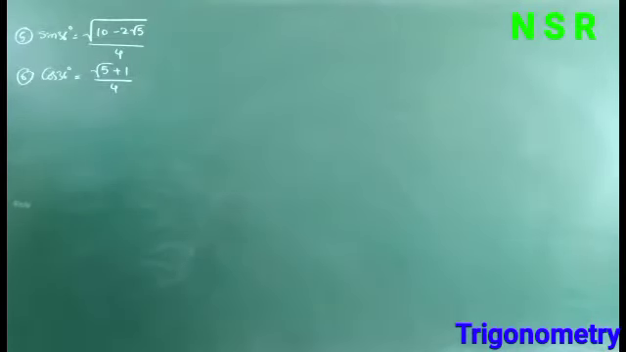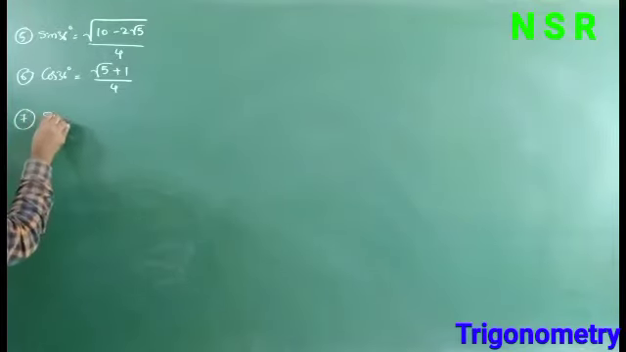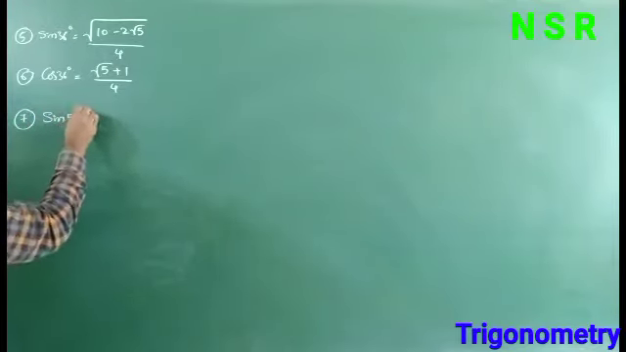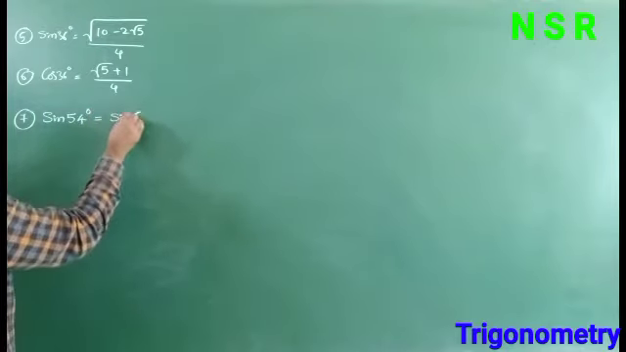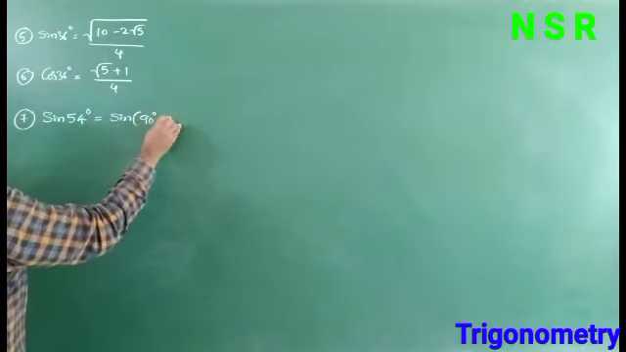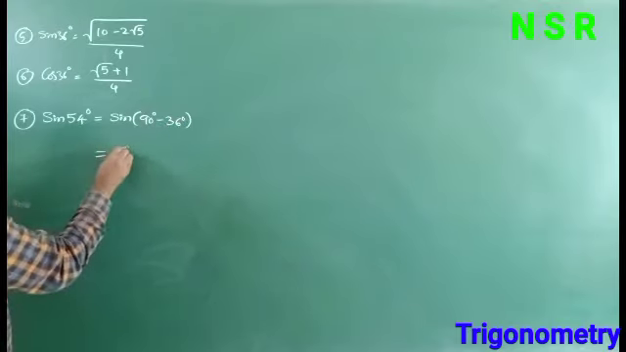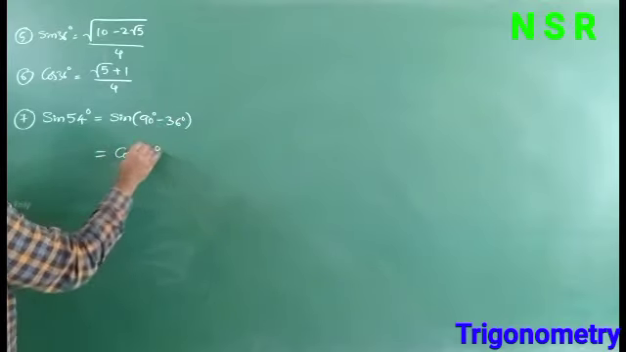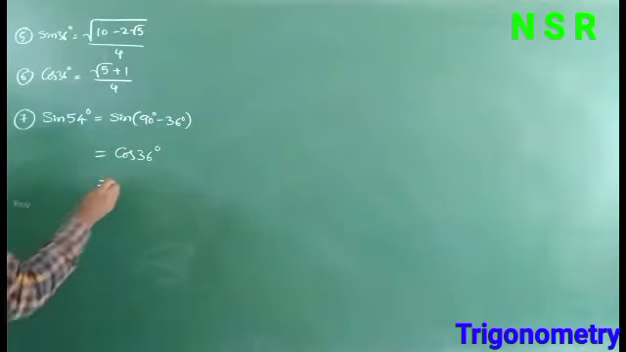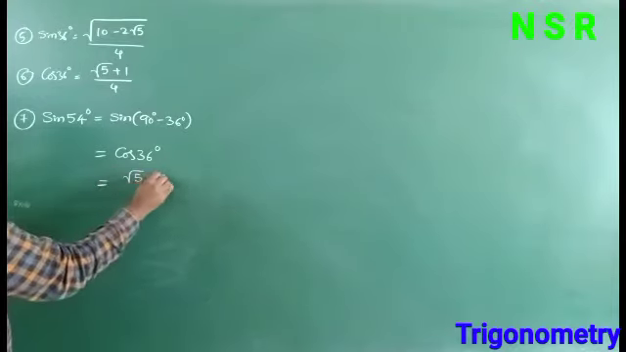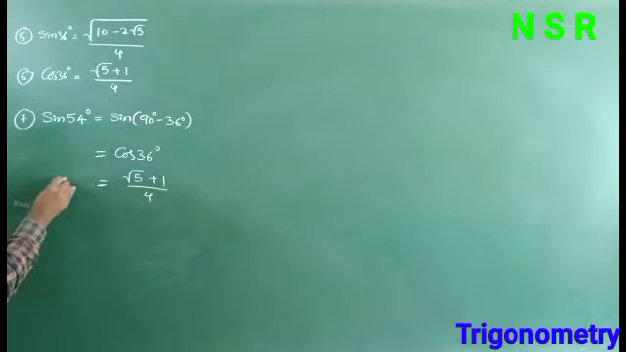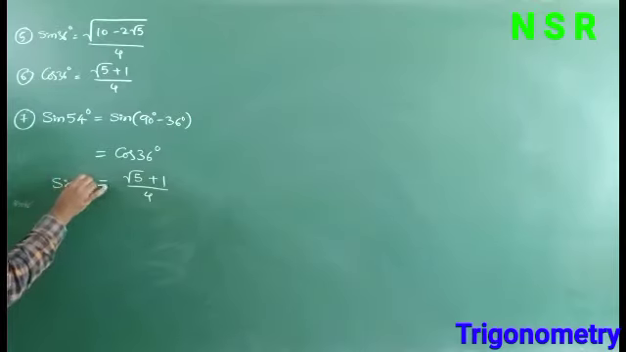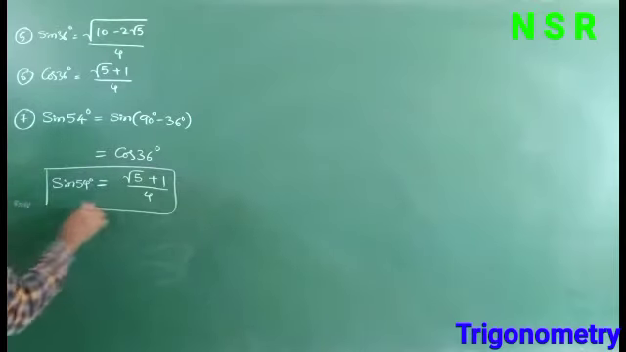So by using this sin 36 and cos 36, we can find sin 54 and cos 54. So sin 54 we can write as sin of 90 minus 36. So sin of 90 minus theta is cos theta. So sin of 90 minus 36 equal to cos 36, which is root 5 plus 1 by 4. So sin 54 value is equal to cos 36.